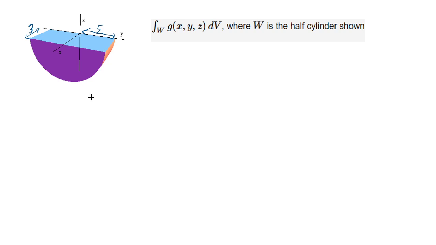Here we are given a 3D object. It's a half circle cylinder whose length is 3 and the radius of the half circle is 5. And the question is to write a triple integral that would integrate this function g over this 3D object.